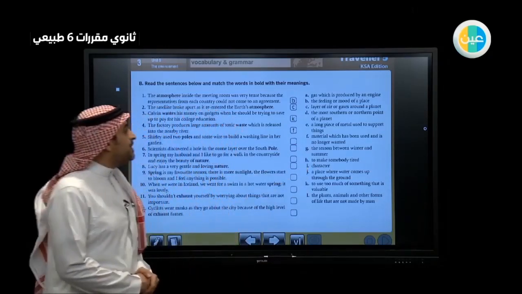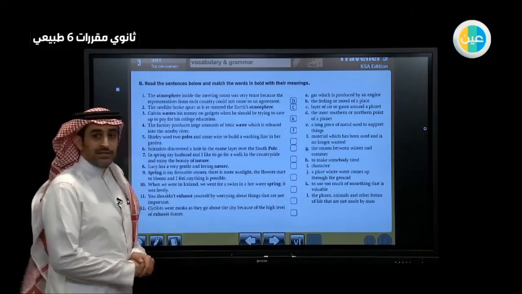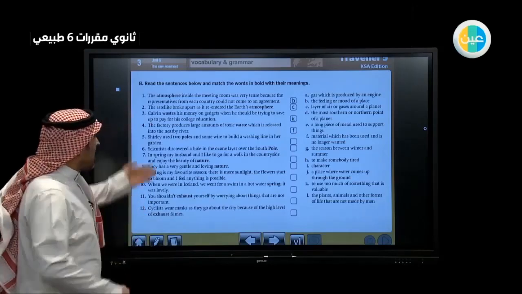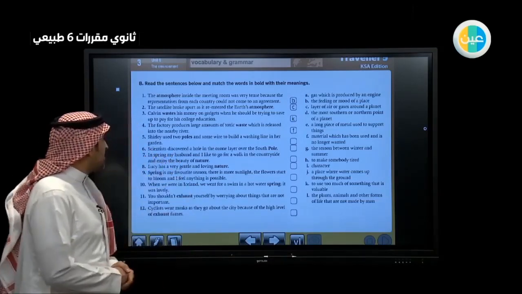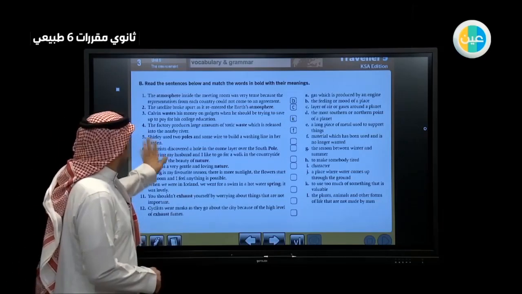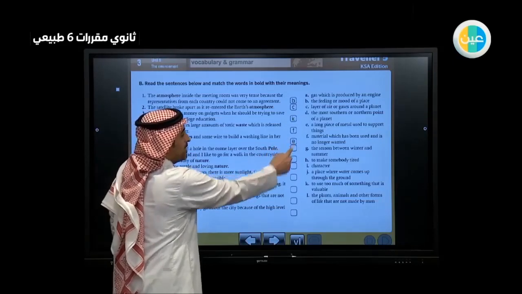material which has been used and is no longer wanted. The trash. And I will give you the answer. Okay, scientists discovered the pole. We find here pole and here pole. We can find the answer here.